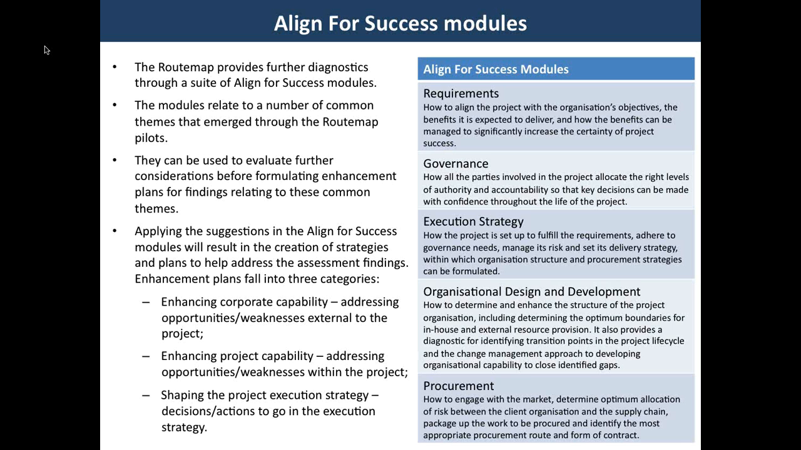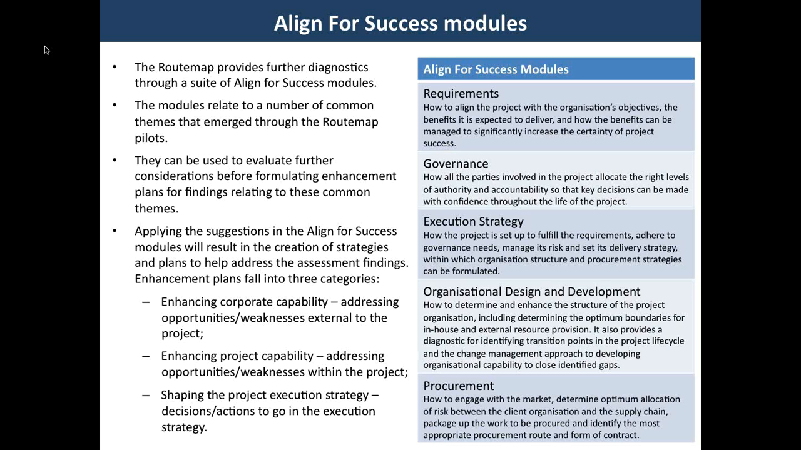And lastly, 3, shaping the project execution strategy, decisions or actions to go into the execution strategy to deliver those required outcomes. The modules broadly go over things that should be influencing early decision making, such as how to align the project with the organization's objectives, the benefits it's expected to deliver, and how the benefits can be managed to significantly increase the certainty of project success.